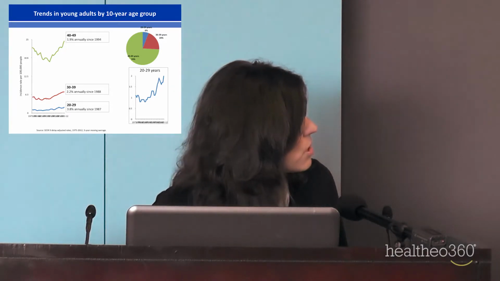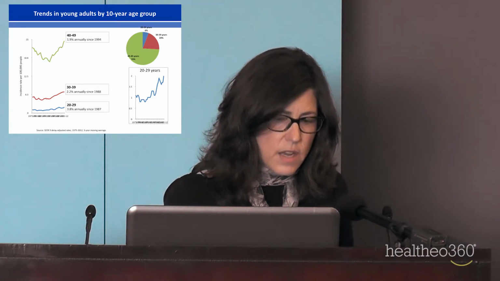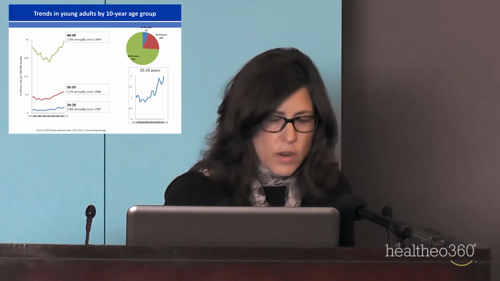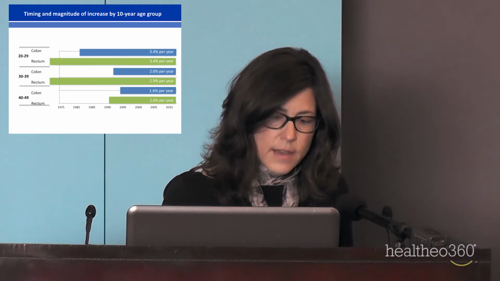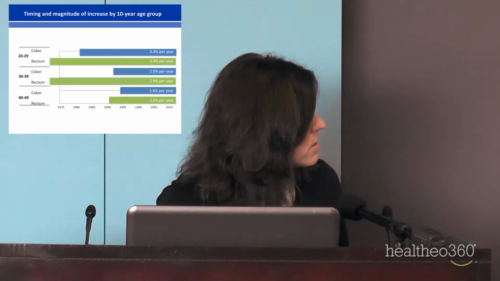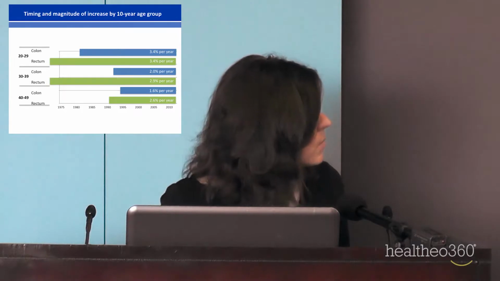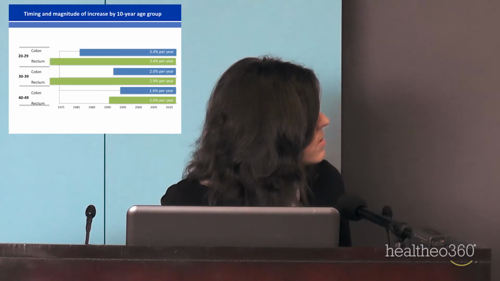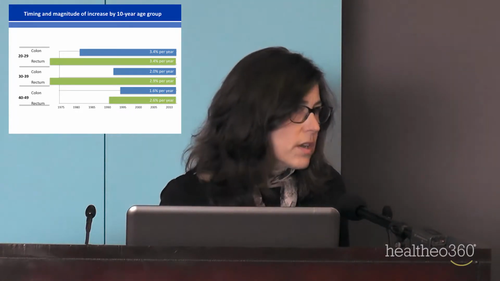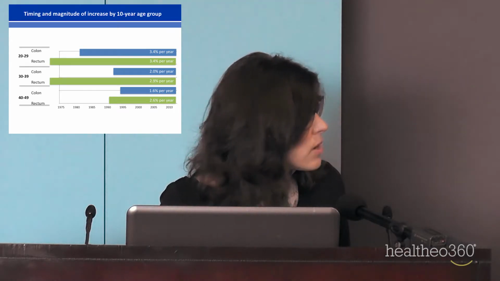So this figure shows the timing and magnitude of the trend for each of these 10-year age groups for colon cancer in blue and rectal cancer in green. And here you can see that for people younger than 40, rectal cancer incidence rates have actually been increasing for almost 4 decades by about 3% per year. And you can also see that colon cancer incidence rates began increasing earlier in the 20 to 29-year age group and are increasing at the same rate as rectal cancer.